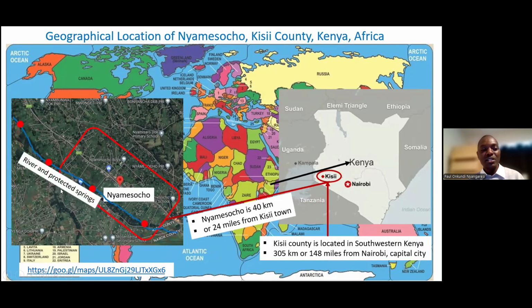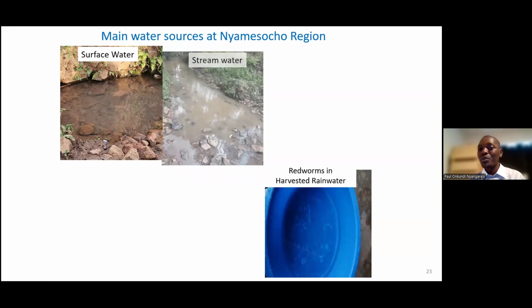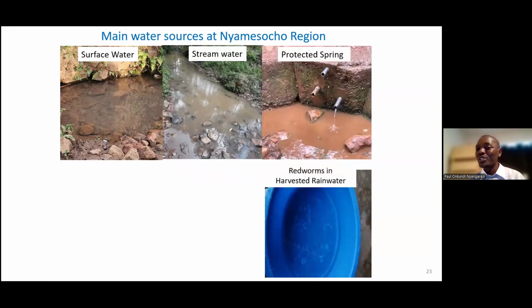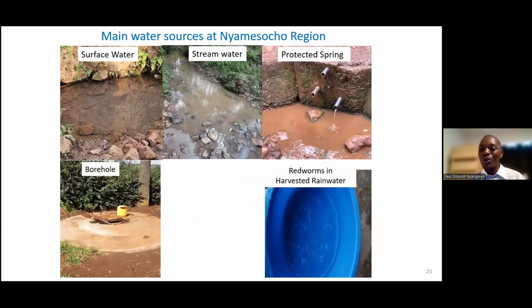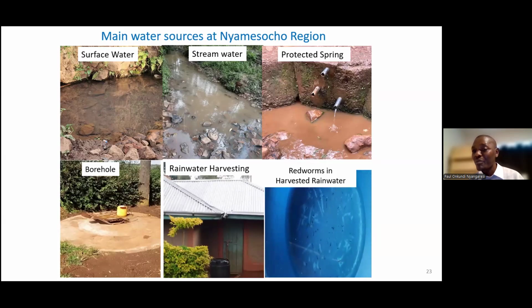In this community, you can see where the river is. The main water sources in Nyamesocho are just surface water. We have a stream, a protected spring, a borehole, and rainwater. These are the main water sources that we have in our community. We don't have piped water from the government or community piped water. We depend on these sources of water.